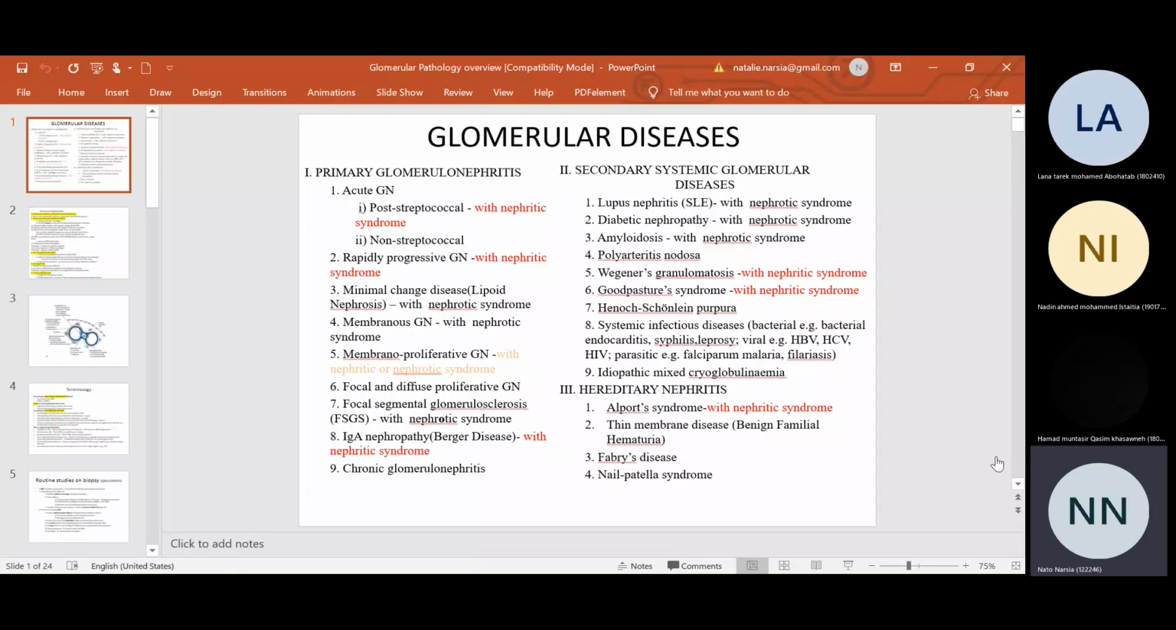Okay. And what we need to know about glomerular diseases, we have this glomerulonephritis, and you need to know these three major groups. We have primary.